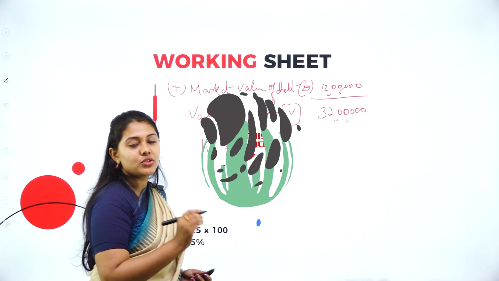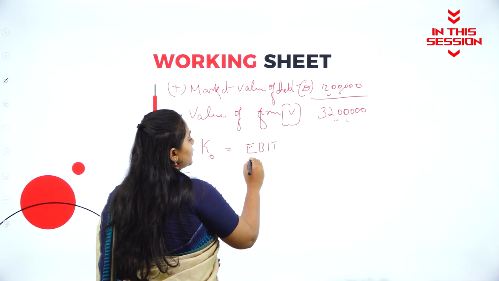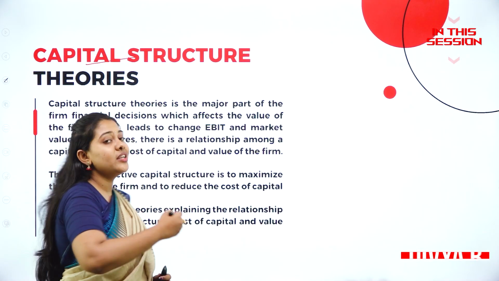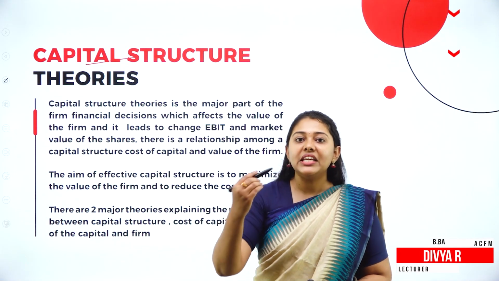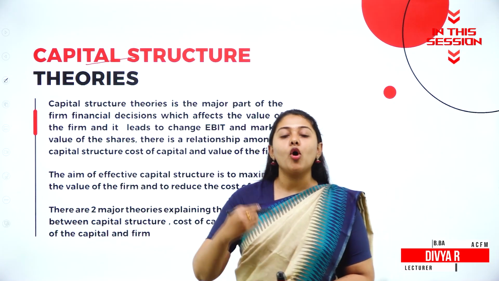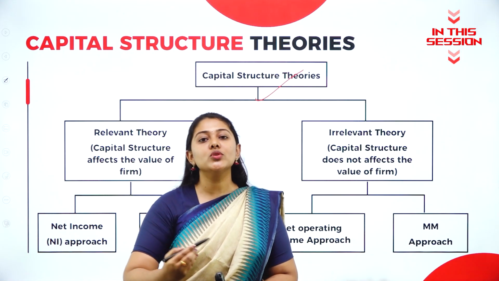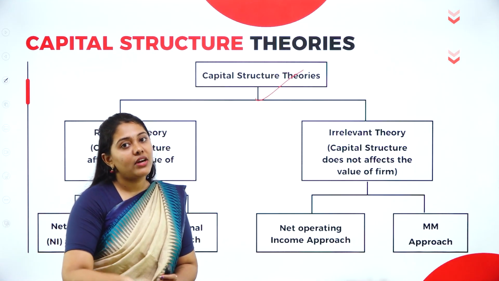Overall capitalization rate is equal to EBIT divided by value of firm into 100. What is structure? It is nothing but the sources of finance that the company raises from the public in order to run their business. In this capital structure theories, we have two types of theories: relevance theories and irrelevance theories.